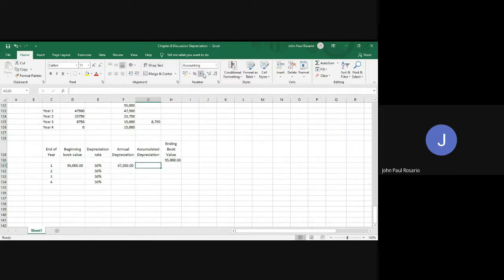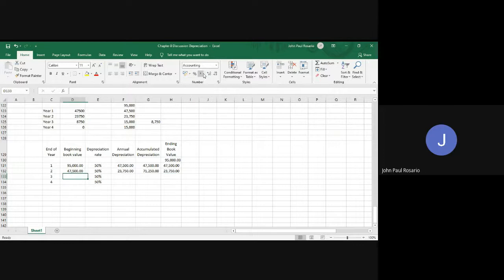Okay. And then our accumulated depreciation is again the depreciation from the previous period, which is zero since you have none yet, plus the depreciation for this year. So with that, our ending book value would be our ending book value last time less our accumulated depreciation. Okay. So here, this will be equal to this one, and then we multiply this by our depreciation rate, and then we'll get our accumulated depreciation, and we'll get our book value.